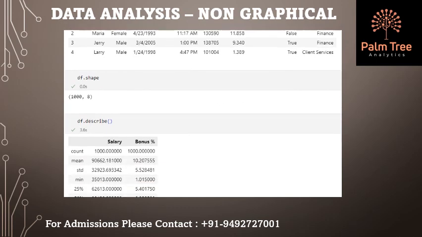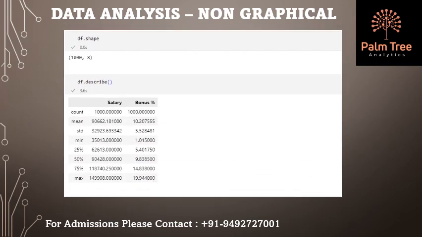And then we can also do df.describe. This gives the count, mean, standard deviation, minimum value, 25%, 50% and 75%. These are called quartiles, and the maximum value. So this gives a complete picture of the data. But as we have 8 columns, only 2 columns are represented here, because count, mean, and everything else is applicable only to numerical data.